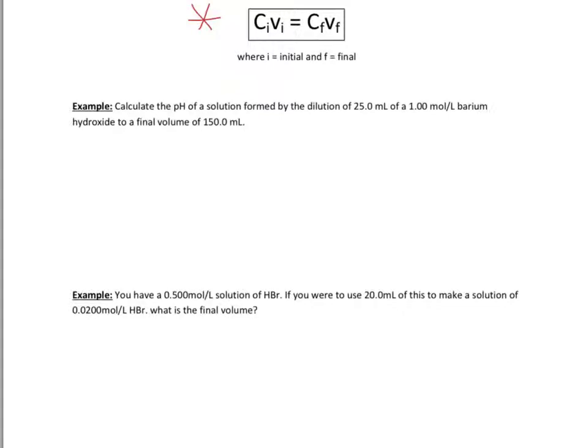Calculate the pH of a solution formed by the dilution of 25.0 milliliters of a 1.00 molar barium hydroxide solution to a final volume of 150 milliliters. First, we need to recall from Science 1206 the formula for barium hydroxide. That would be Ba(OH)2, aqueous. Also, realize that this is both an ionic compound and a strong base, so it will dissociate into Ba2+ and 2OH-.